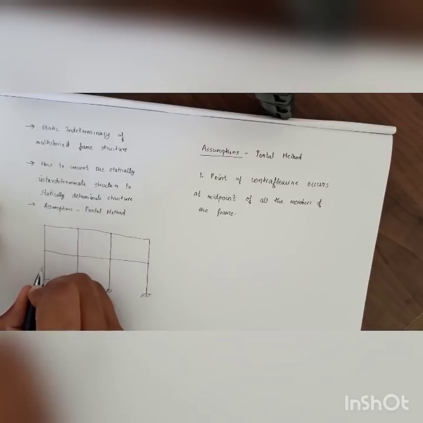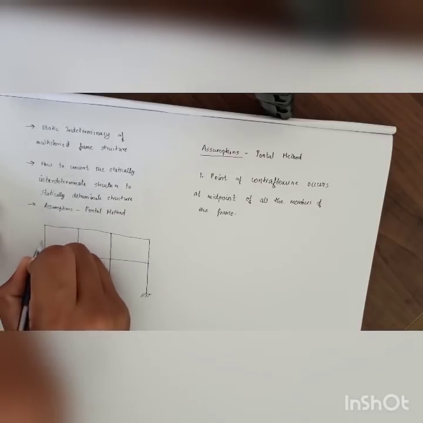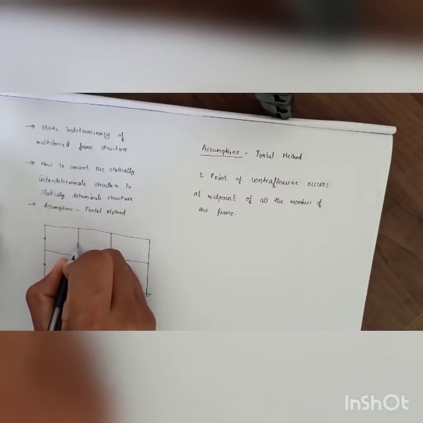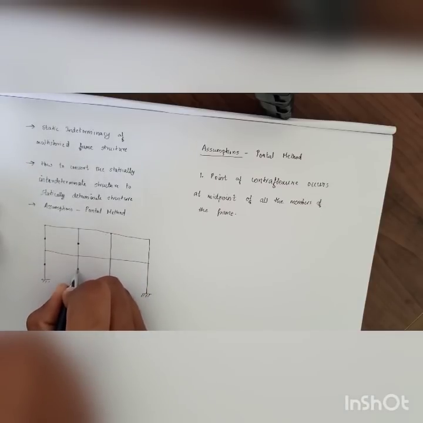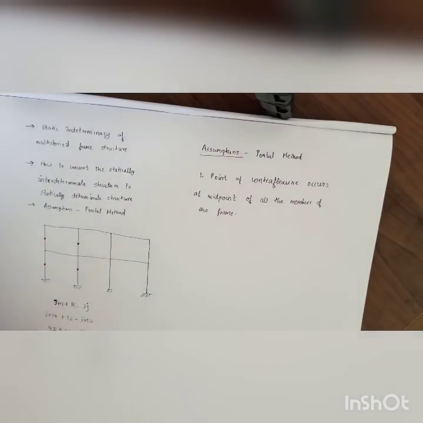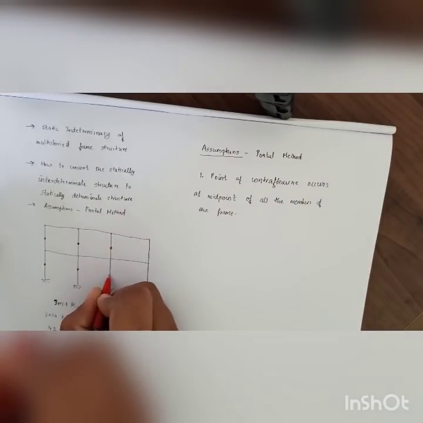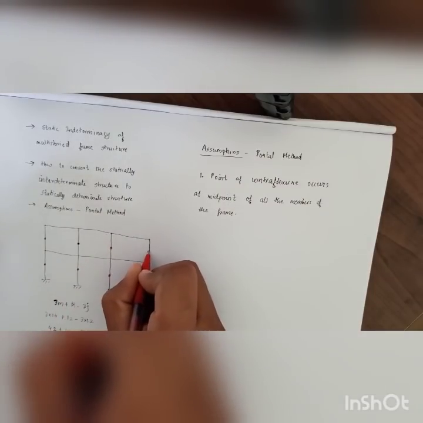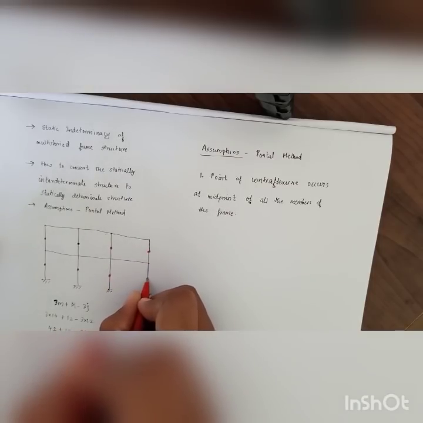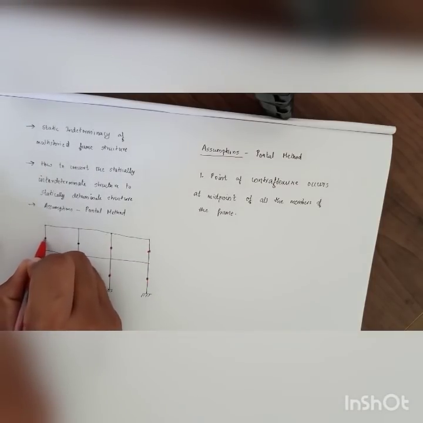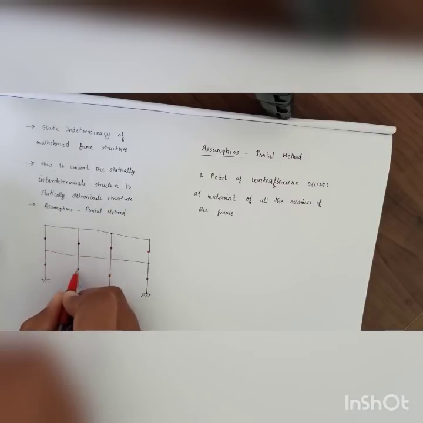So I am going to mark the midpoints of all the columns first. You see, I am marking all the midpoints of all the columns. I am trying to use another color, red color, C1. So how many points are now points of contraflexure?